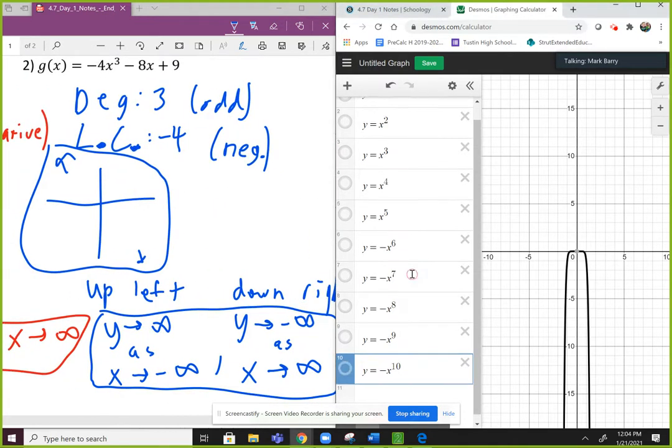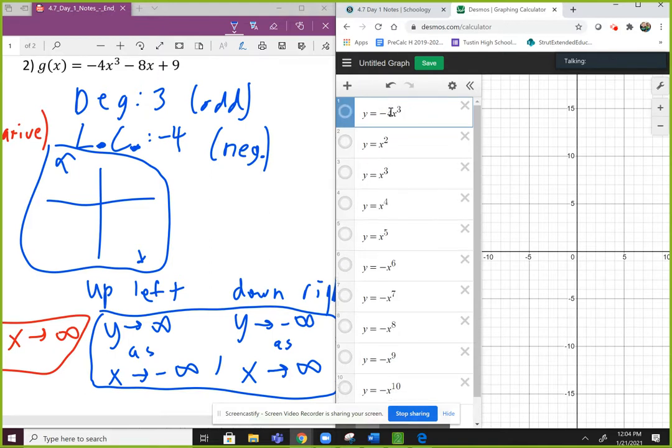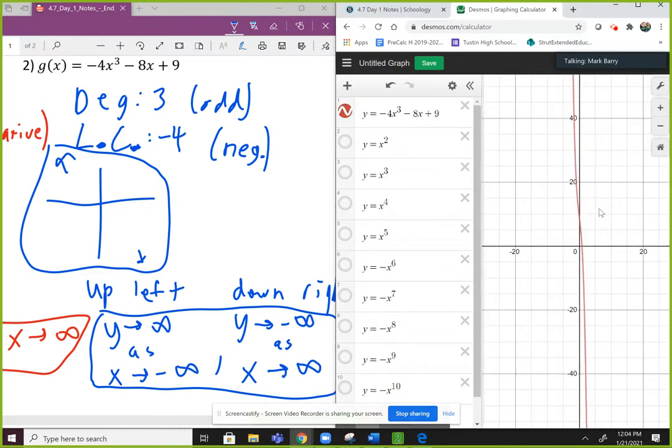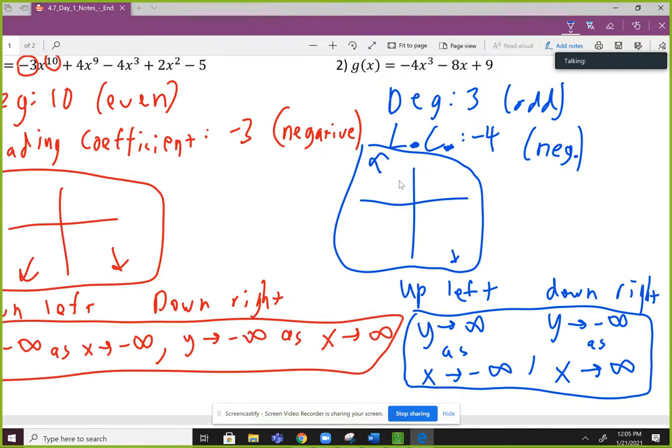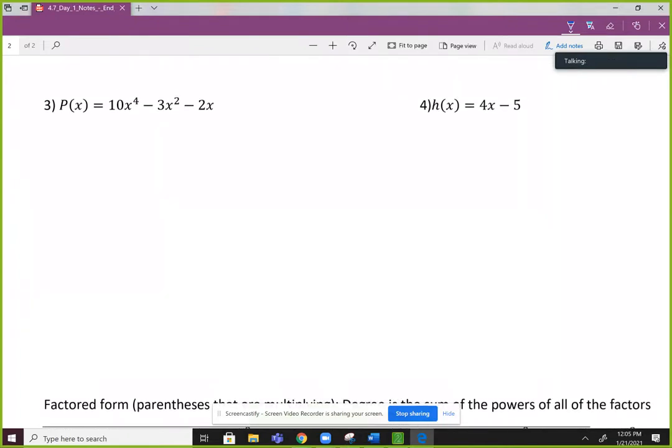I'm gonna go ahead and type this one into Desmos here. All right, so if I zoom out here, it's a pretty steep line, but I think you can see on the left side of the graph, it is going up, and on the right side of the graph, it is going down, which is what we drew on our graph there. All right, let's do a couple more here. And then we're gonna learn something a little bit new, but it's still related.